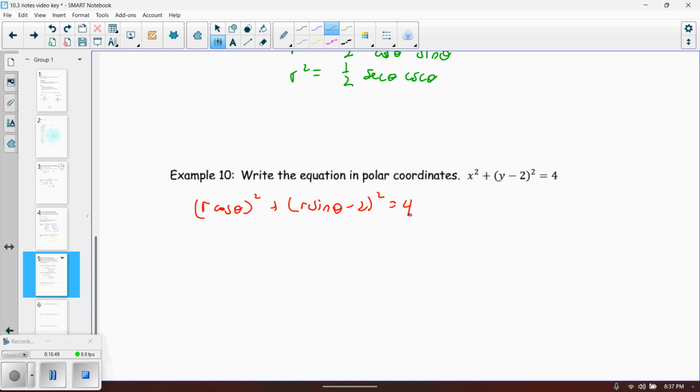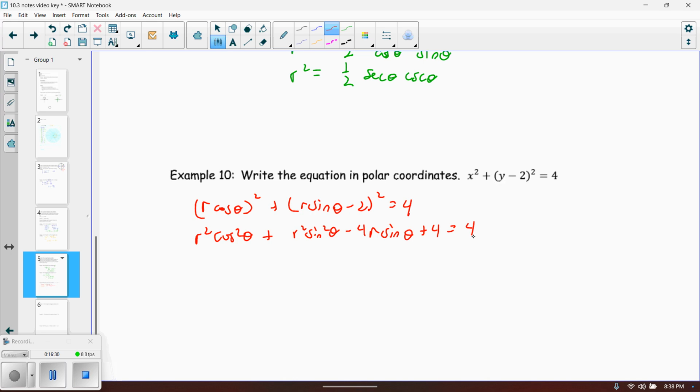Now from here, you still are going to have to distribute everything through in that parentheses to simplify this, but technically it's in polar coordinates at this point, so we have at least done that. So let's go ahead and square all this stuff. So that's going to be r squared cosine squared theta. The second parentheses we have to distribute out, so that's going to be r squared sine squared theta. Multiplying the two terms on the inside and doubling them is going to give us the middle term. So that's going to be negative 4r sine theta. And then squaring that last term is going to give me 4 equals 4.